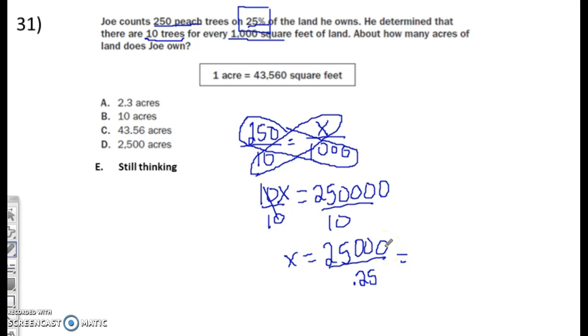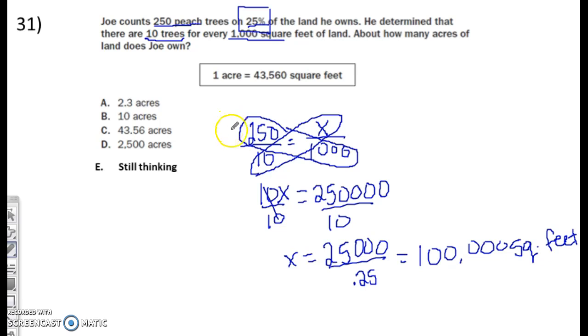we get something. We get 100,000 square feet. So he owns 100,000 square feet of land.